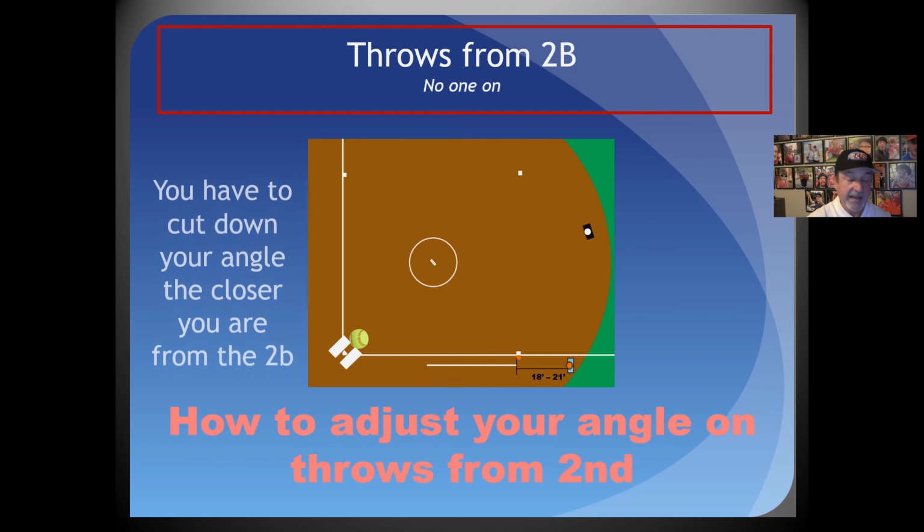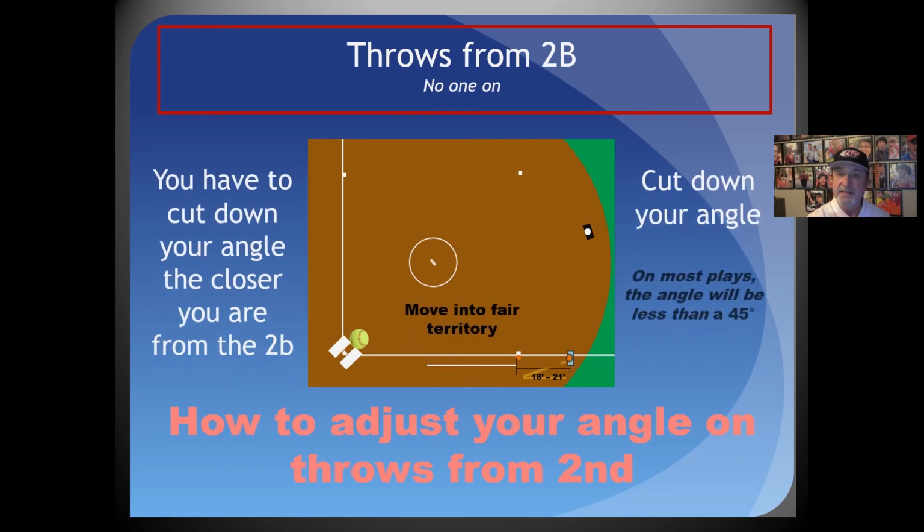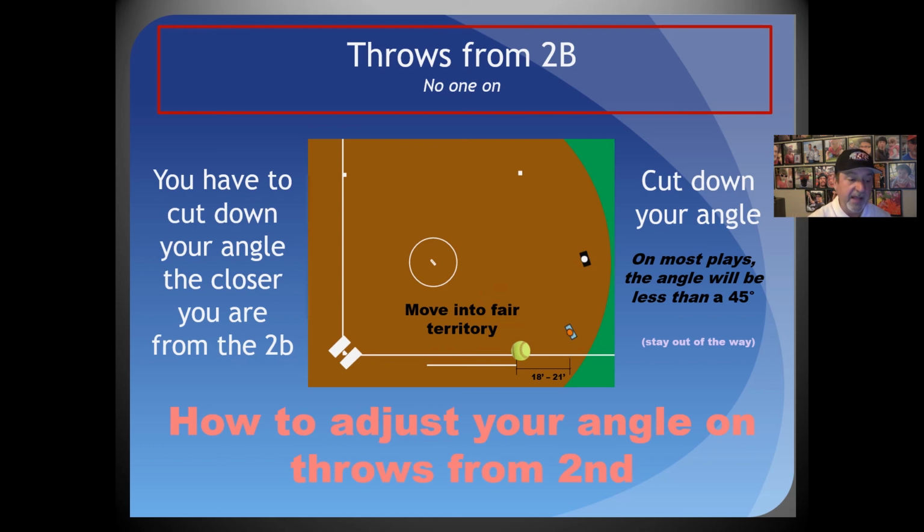So here we go. You've got to cut down your angle, and I think we chatted about that. Move into fair territory. On most plays, it's going to be less than 45. And again, here we go. Here's the throw. Notice that our official took a couple steps inside, squared up to the play, and made a nice call at 18 to 21 feet off the bag because it's a force out.